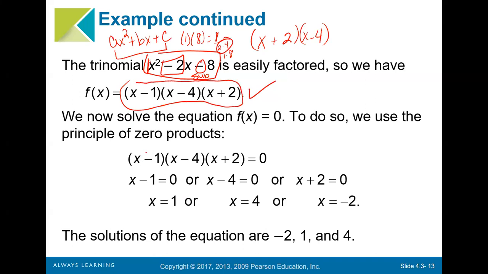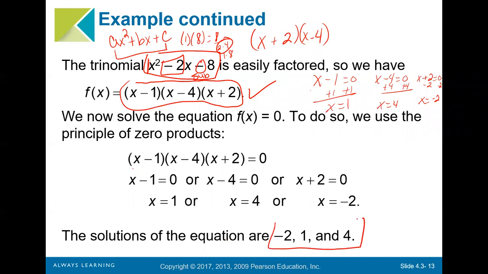Now what we're going to do is take each part, set it equal to 0. So I got x minus 1 equals 0. X minus 4 equals 0, and x plus 2 equals 0, and solves by adding the 1. X equals 1 by adding the 4. X equals 4 by subtracting the 2. X equals negative 2. So now I have the solutions of the equations are negative 2, 1, and 4.